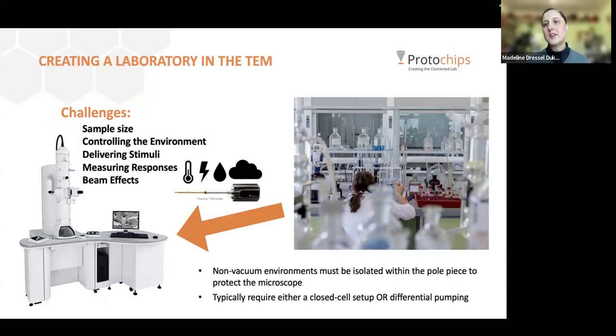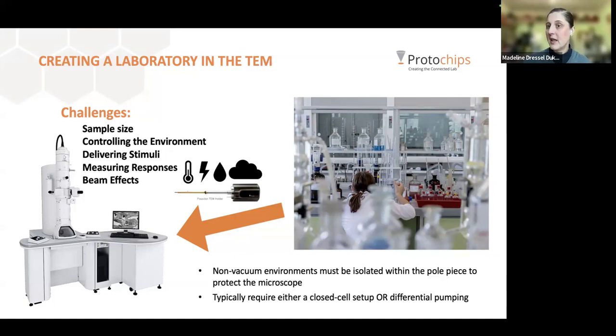The challenges with that really are things like your sample size. The sample, by virtue of being a TEM sample, is very, very small, so it is not completely analogous to a real world, operating material. You have to control the environment without damaging the microscope. That means if you're working in liquid or gas, you have to find a way to image that environment without disrupting the column in any way.